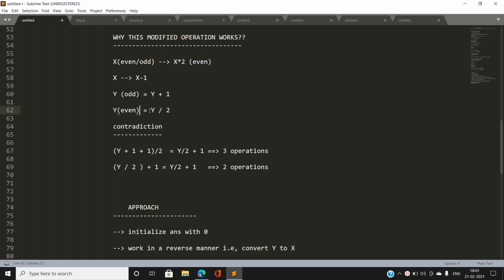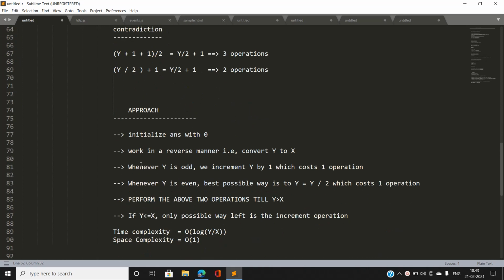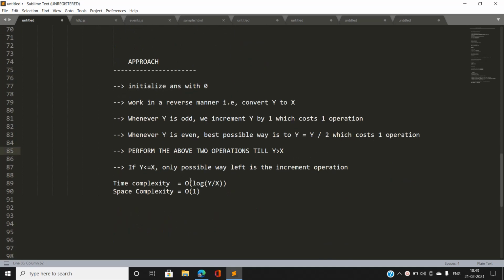Okay, now further perform the above operation till y is greater than x, and suppose y is less than x, our first operation, that is if y is going to be even, divide y by 2, becomes waste, that is it gets nullified if y is less than x. So to make y equal to x, the only fruitful operation would be to increment y by 1 every time, till y reaches x. So if y is less than x, the only possible way left is the increment operation, y equals y plus 1.